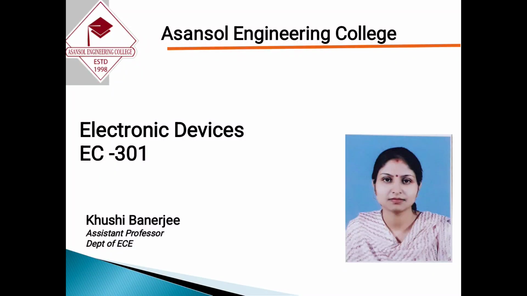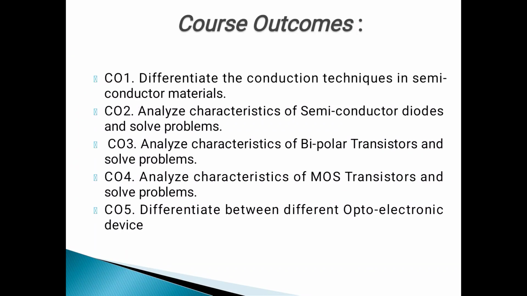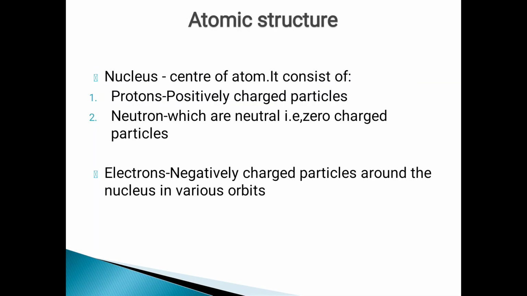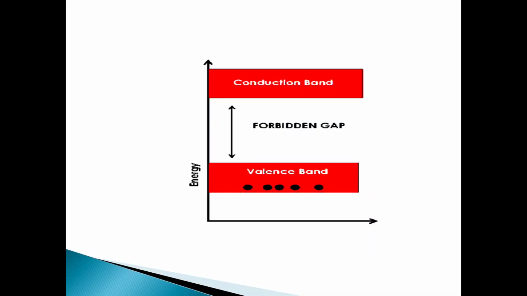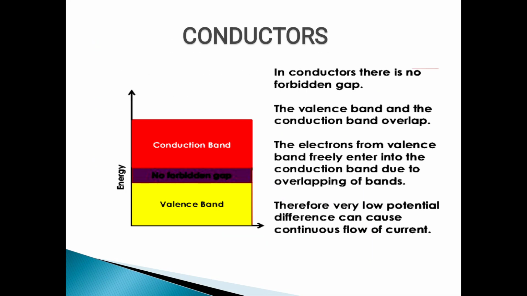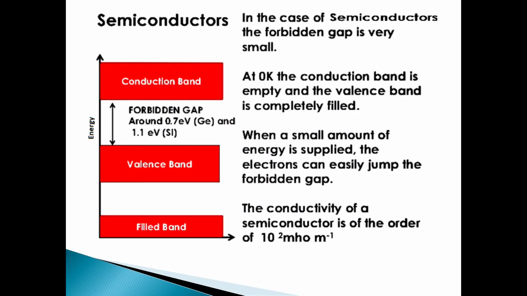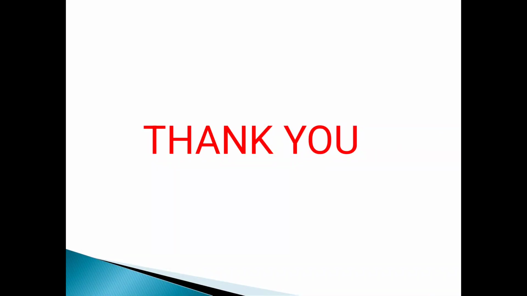The subject name is Electronic Devices and the subject code is AC301. So in the last classes we have already understood what is atomic model, how does the electron move from one orbit to another orbit, how the energy bands are being formed. Now in this class we will study about what are the various types of Fermi level.